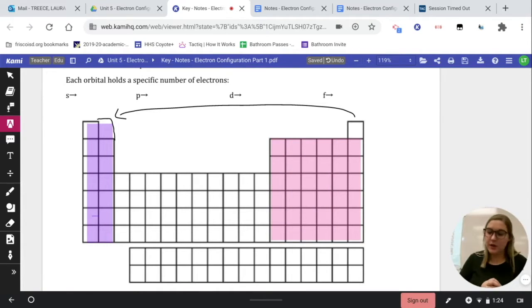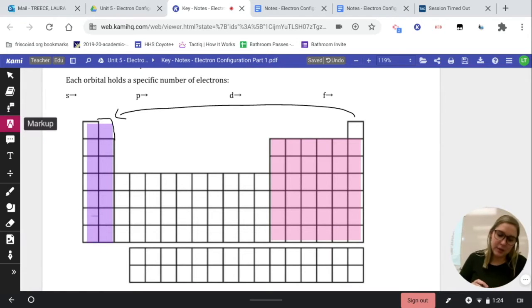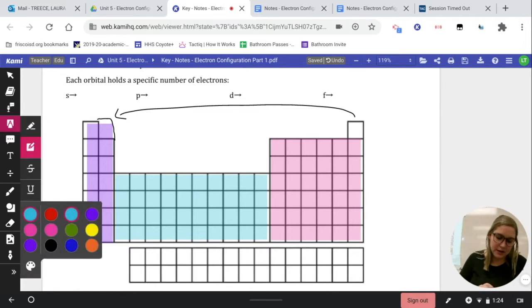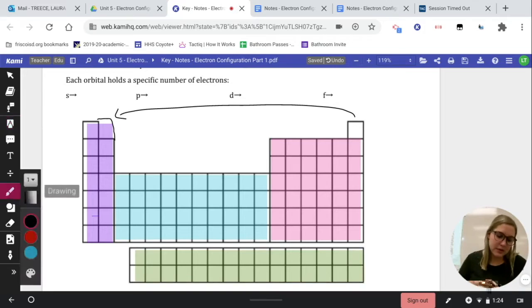I know my drawings are not perfect. And my D block is in the center. And last but not least, my F block is the lanthanides and the actinides down there at the bottom. Okay, so those are my orbitals. Let's label them now. So we have S.